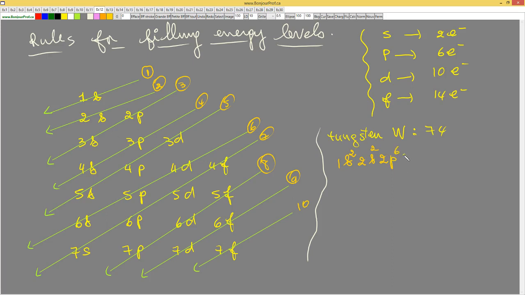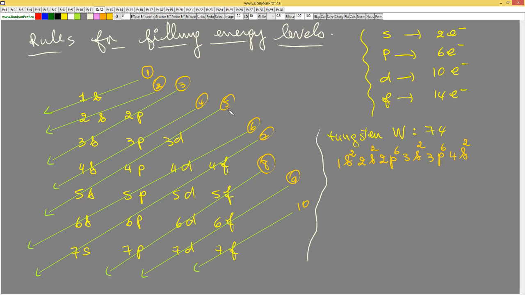And 3s. How many electrons can 3s hold? 2 electrons. Now I have to go to the diagonal 4 with 3p. P can hold how many? 6. I am far from 74. So after 3p, I have to go to the 4s. Because s can hold only 2 electrons, I have to put 2 electrons. I finish with the diagonal 4, fifth now.